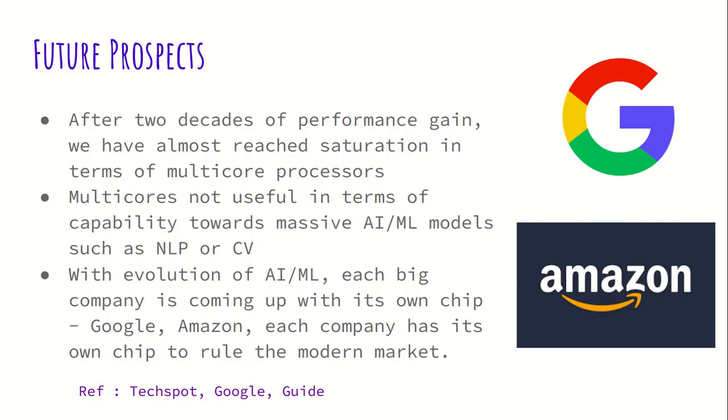What are the future prospects? According to a comprehensive research report, it has been found that the microprocessor industry is on a decline. After 2 decades of performance gain, we have almost reached saturation in terms of multi-core processors. Multi-core processors are not useful in terms of their capability towards massive AI or ML models such as natural language processing, image processing, recommender systems, or computer vision. We need a new architecture better suited to current and future artificial intelligence and machine learning applications, and we need it now.